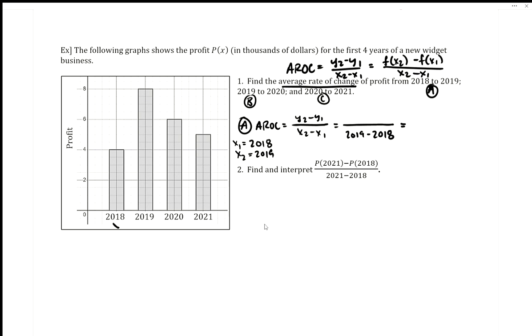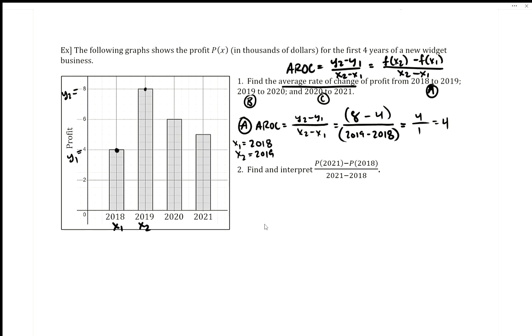In this problem, this is where x1 was, and this is where x2 was. However high it goes up should be the y value. So it looks like, oh, there's our y1, 4. And then x2 goes up to 8. So that should be y2. So we've got them both now, and we'll just substitute them in. So we've got 8 minus 4. And then we'll simplify. Again, in parentheses, those would be there. 8 minus 4 is 4. 2019 minus 2018 is 1. And then 4 over 1 is 4.